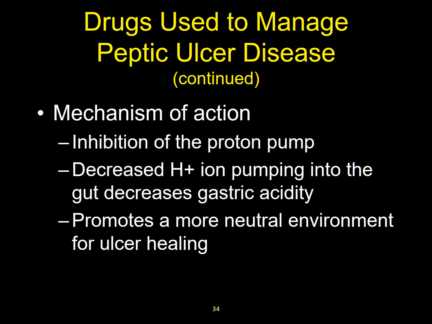And duodenum as well. Mechanism of action, well, they inhibit the proton pump. That's why they're called proton pump inhibitors. So you will have decreased gastric acid production at any time in the series, those 4 phases we talked about. And what this does is decrease the acidity, raising the pH of the gut and providing a more neutral environment for healing.